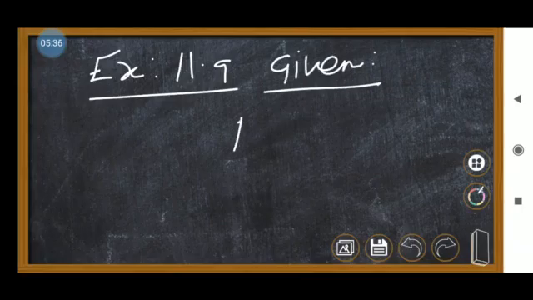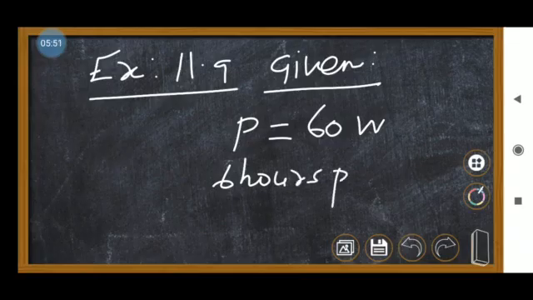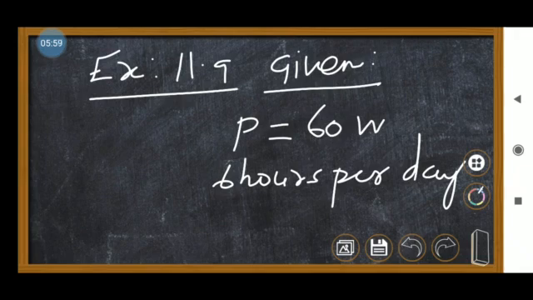So power is how much? Power equal to 60 watt, and it is used for 6 hours per day. Calculate the units of energy consumed in 1 day by that bulb. In 1 day how many hours are they using? 6 hours. The power given is 60 watt.